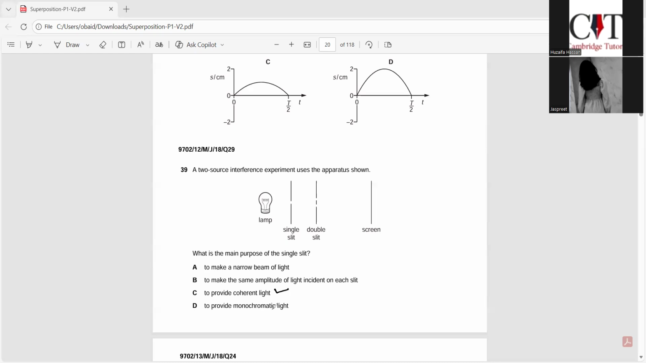Now part D is to provide monochromatic light. To provide monochromatic light is not a responsibility of the slit. Light is being provided by the lamp. Okay, so providing monochromatic light is the responsibility of the lamp, not of the slit. So that's why it is also not possible. So part C is your answer. Is that clear? Yes, sir.